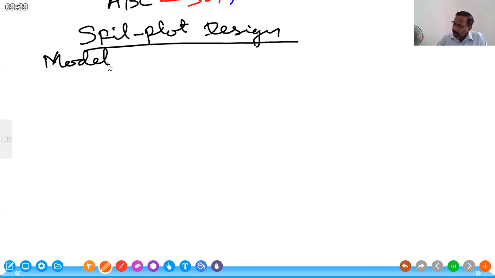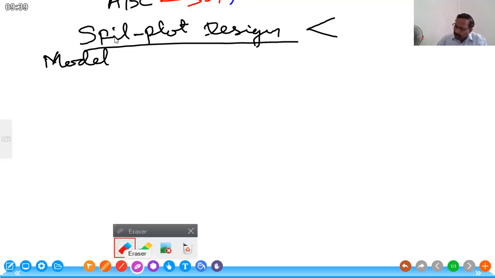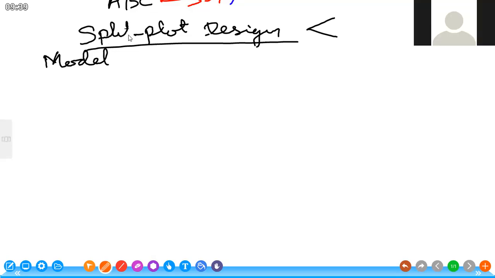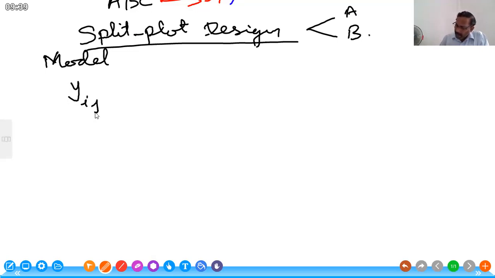So when you say split plot design, how many factors are involved? Two factors. So A and B factor. Two factors are involved, right? So let's say y i j k is equal to grand mean plus alpha i, doesn't matter whatever.